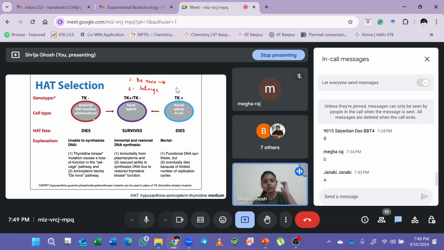So that's how we can select the cells: the ones surviving on the HAT medium are the fused hybrids. That's how selection for the hybridomas is done. And then once you have the selected hybridoma, you can pick a single clone by doing serial dilution, and then you can get the cells from a single clone. You can get the antibodies from a single clone, and these will be known as monoclonal antibodies.